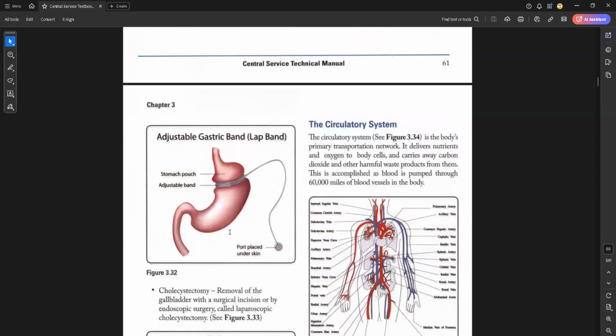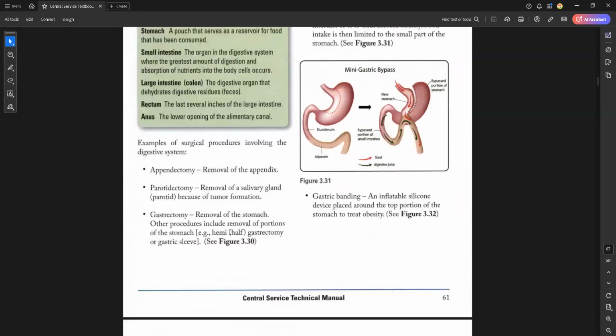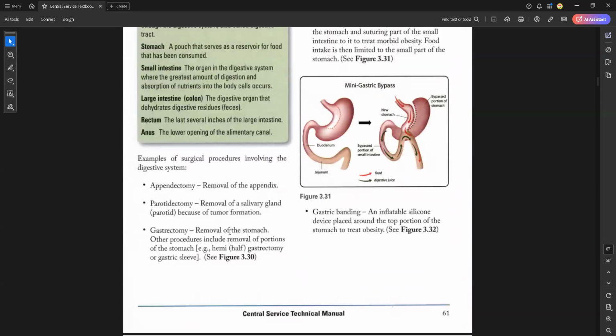No, come down a little bit. I think you jumped over something. Page 60, over there. Stop, please. Thank you. Appendectomy, removal of the appendix, is also there. Parotidectomy is also there.